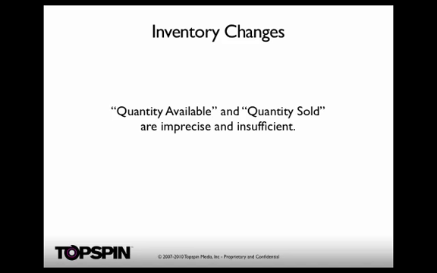Prior to February 4th, we had two numbers to reflect the inventory quantity. There was quantity available, which was a number that loosely meant what was available to sell, and quantity sold, which was a measure of what existed or what had been shipped to consumers.